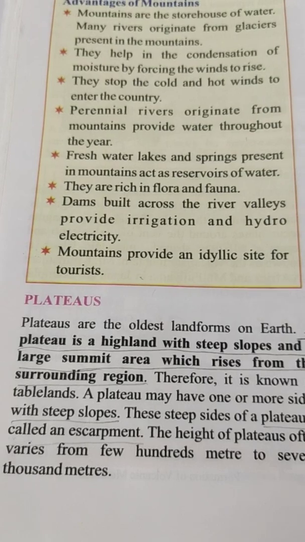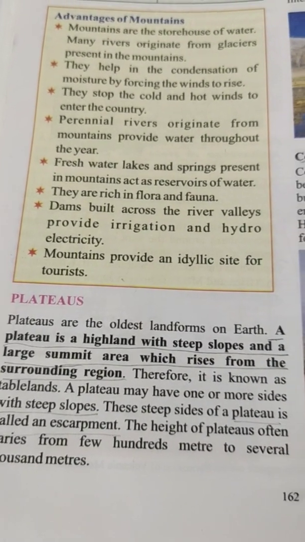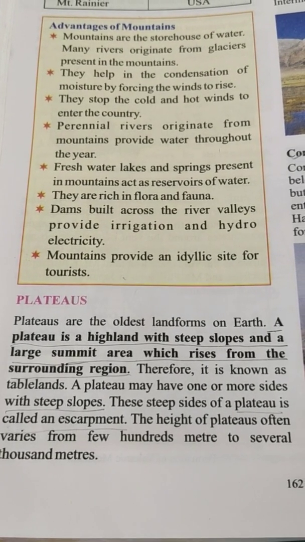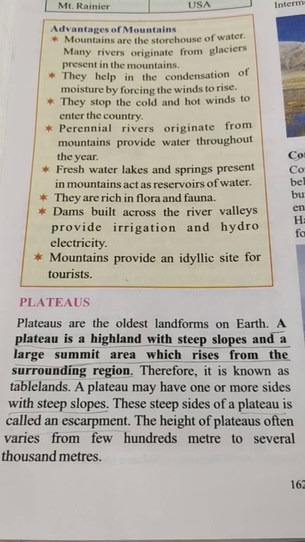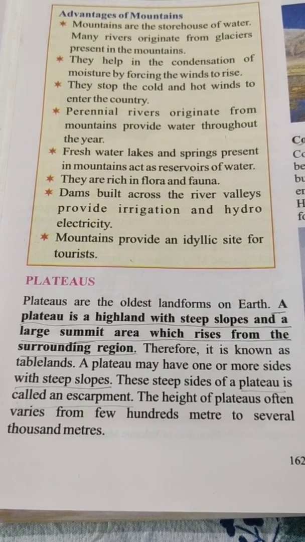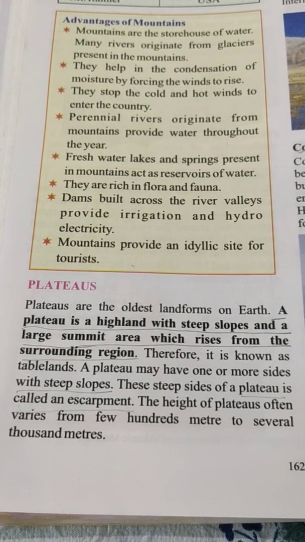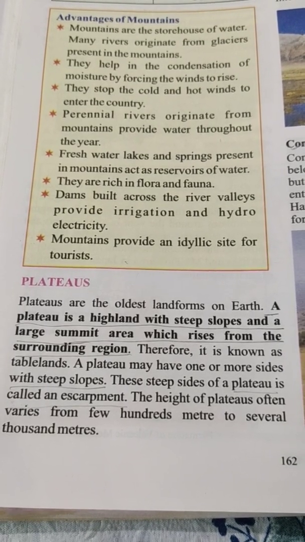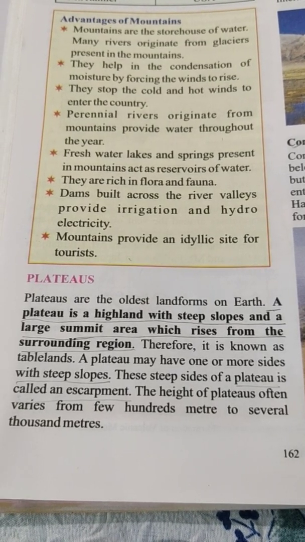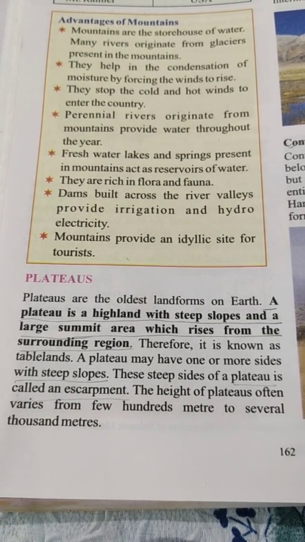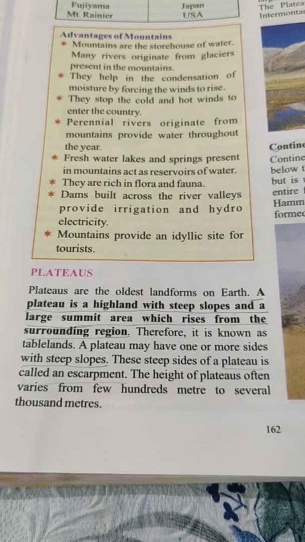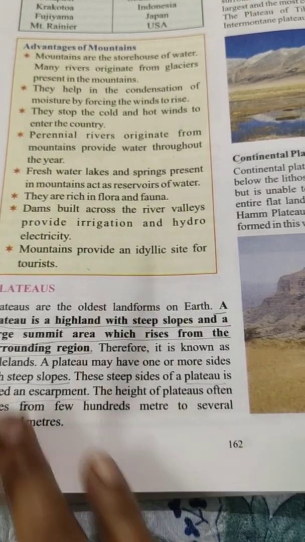Next we will see plateaus. What are plateaus? Plateaus are the oldest landforms on earth. A plateau is a highland with steep slopes and a large summit area which rises from the surrounding region. Therefore, it is known as tablelands. A plateau may have one or more sides with steep slopes. These steep sides of a plateau are called an escarpment. The height of plateaus often varies from a few hundred meters to several thousand meters.